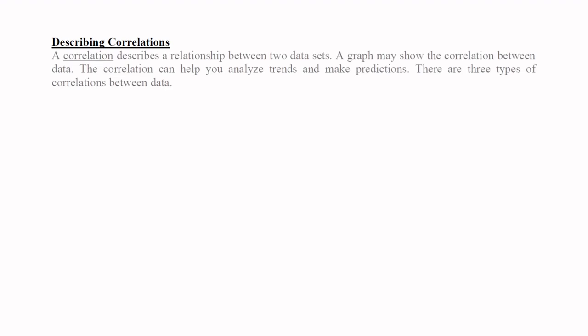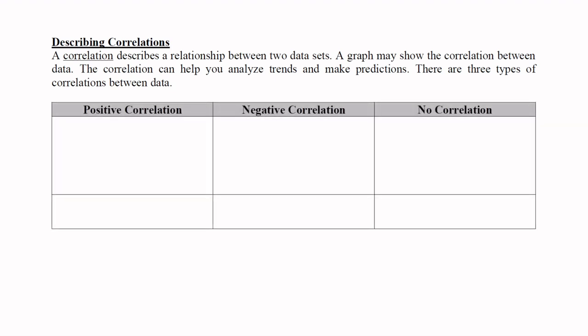So you heard me use the word correlations. We want to describe correlations and how data is related to one another. A correlation describes a relationship between two data sets. A graph may show the correlation between the data. The correlation can help you analyze trends and make predictions. There are three types of correlations between data. You have a positive correlation, negative correlation, and no correlation.